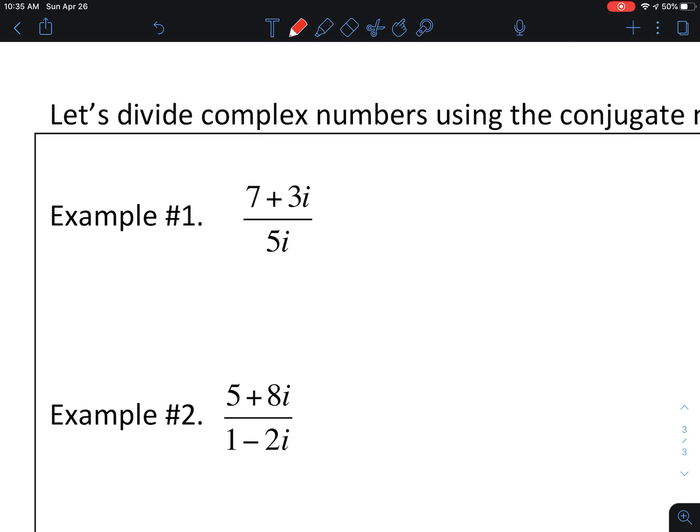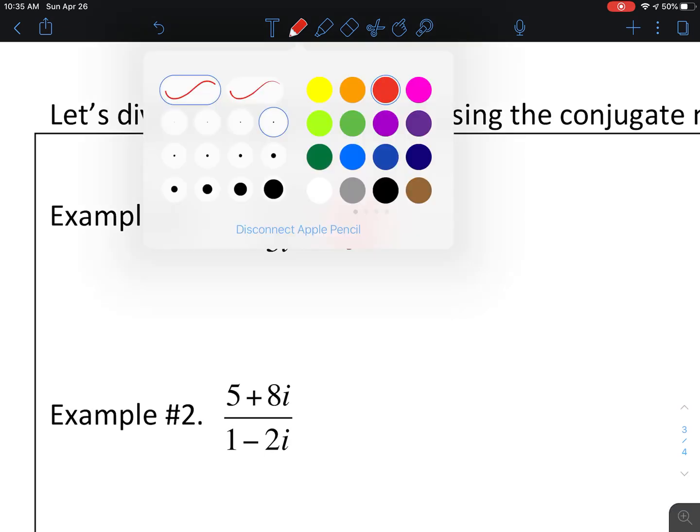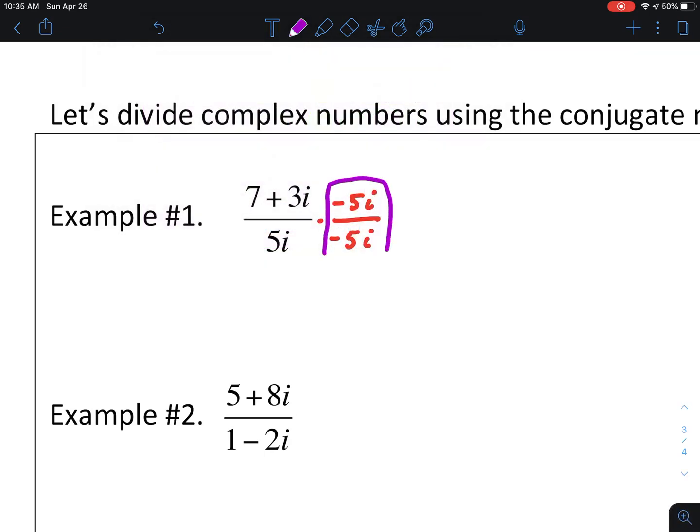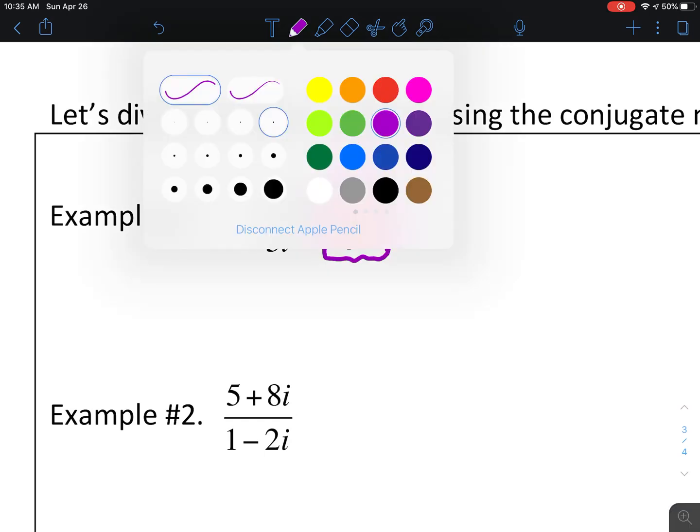So here's what we're going to do. We are going to multiply the numerator and denominator by the same thing, right? Because that's equivalent to 1. And when we multiply something by 1, we don't change the value, we're just changing its form. So what is the conjugate of 5i? It's negative 5i. So we're going to multiply the numerator and the denominator by negative 5i. See how I did that? This is equivalent to 1, right? So we're just multiplying this by 1, not changing its value.